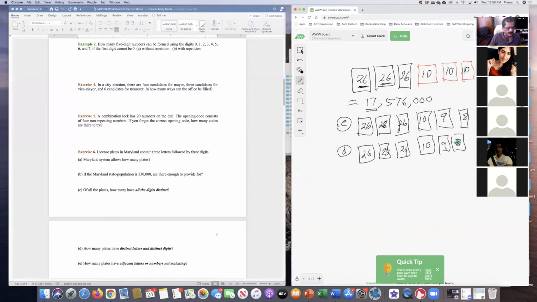How many plates have adjacent letters or numbers not matching? Okay, that's a little bit tougher than those. Adjacent numbers and adjacent letters cannot match. So now the rule is, you can still repeat, but you cannot have the same thing side by side.